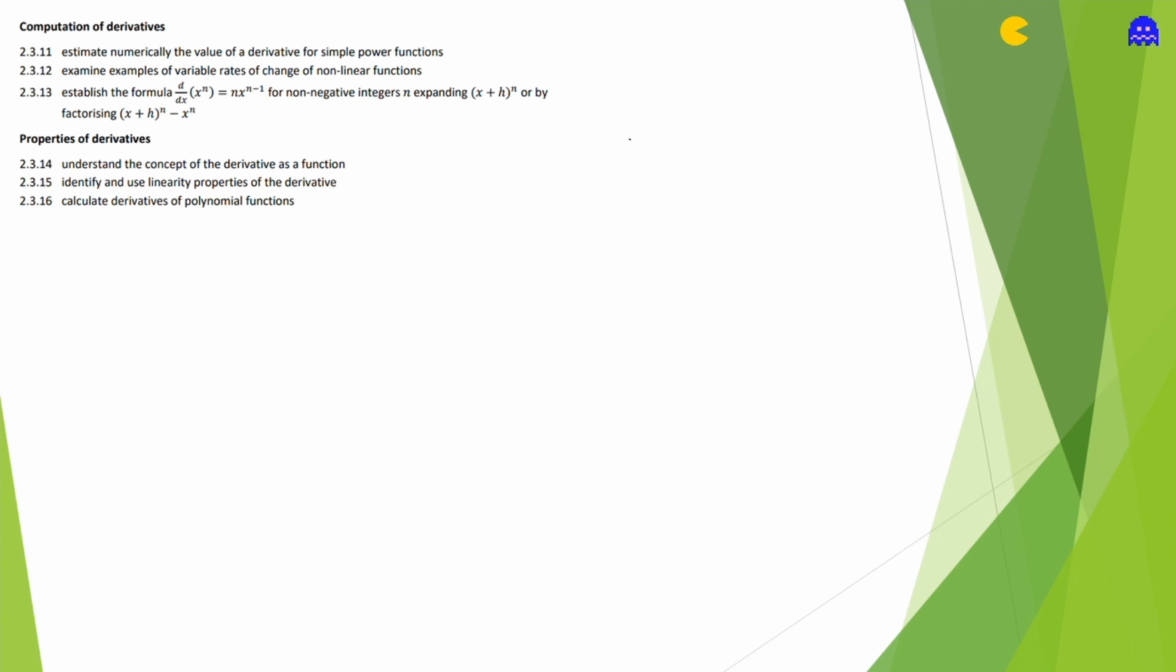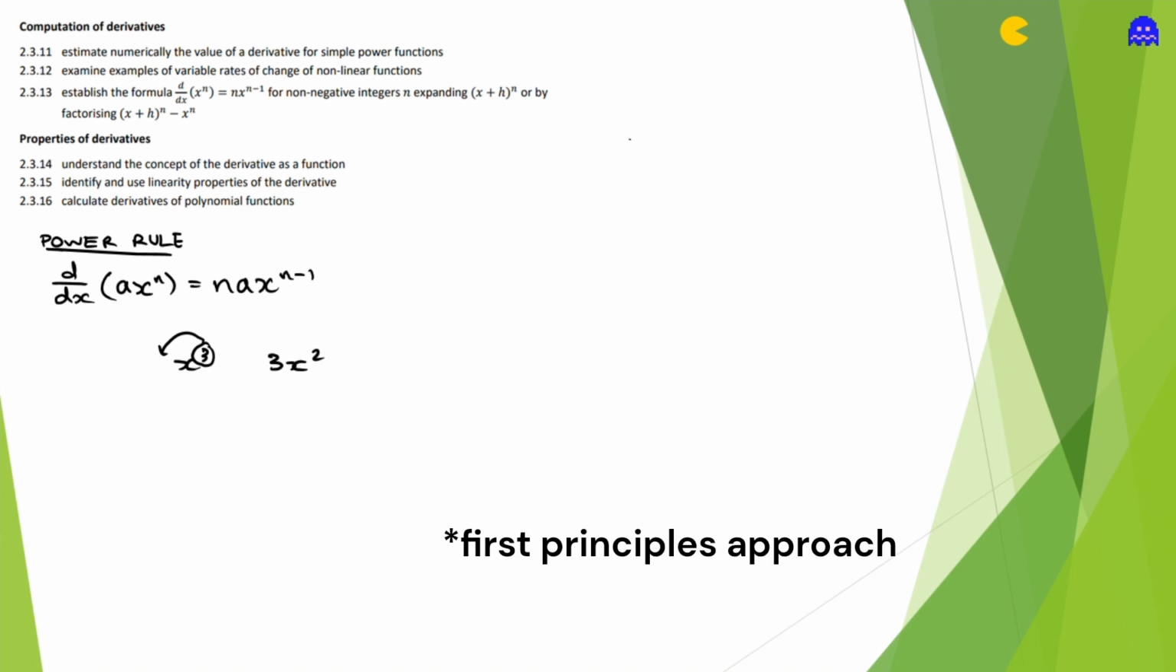The next thing I want to introduce is something called the power rule. What the power rule says is that the derivative of a function ax to the n will be equal to n ax to the n minus 1. That is, if we have x cubed, what happens is we drop the 3 down, 3x, and this subtracts by 1, so we get 3x squared. And so this is a bit of a faster way of computing a derivative compared to the first limits approach.